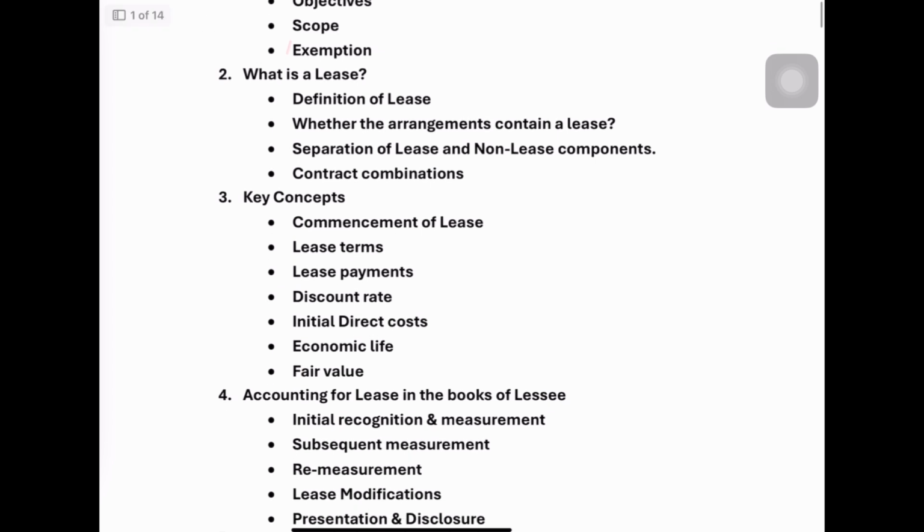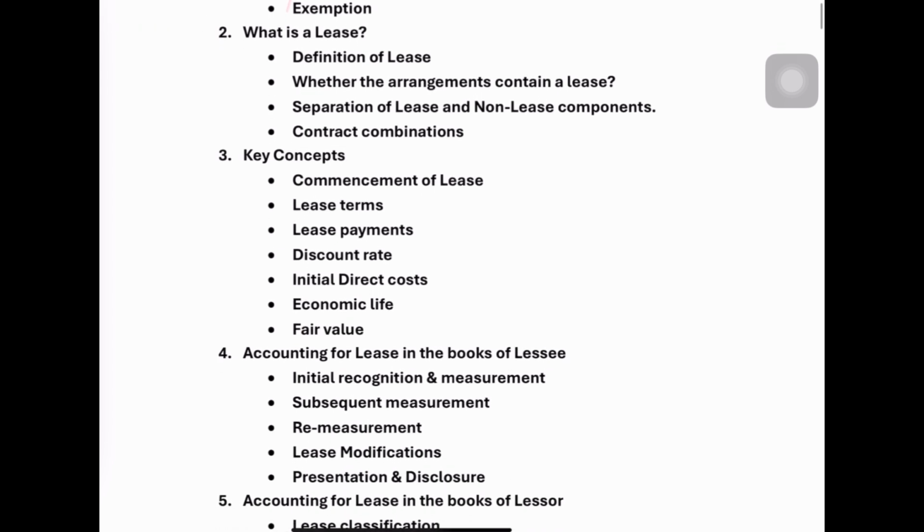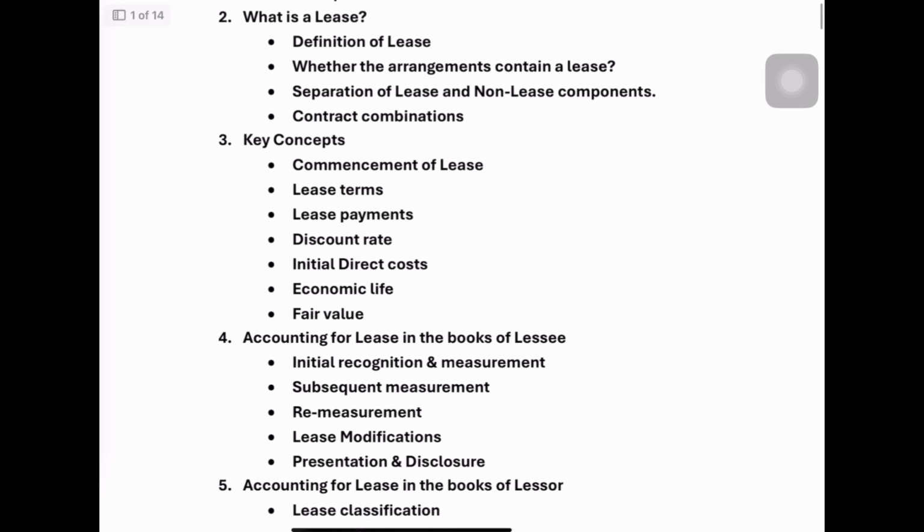Then second, what is a lease? We'll go through the definition of lease and whether the arrangement or agreement contains a lease. We'll go through a few examples, and separation of lease and non-lease components. We'll also go through some examples for this, and contract combinations. Okay, then that will give a bit of an overview of what lease means.